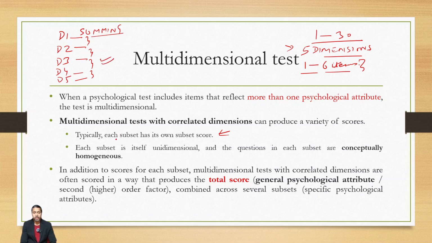If this correlation is present, then multidimensional tests with correlated dimensions are often scored in a way that produces a total score, which is like a sum of sums. Each dimension is already a sum of 5 to 6 items, and the sum of sums simply means the sum of all the 30 items. That will produce a general psychological attribute, or a second or higher order total score, that is combined across several subsets or specific psychological attributes. I hope this point is clear.